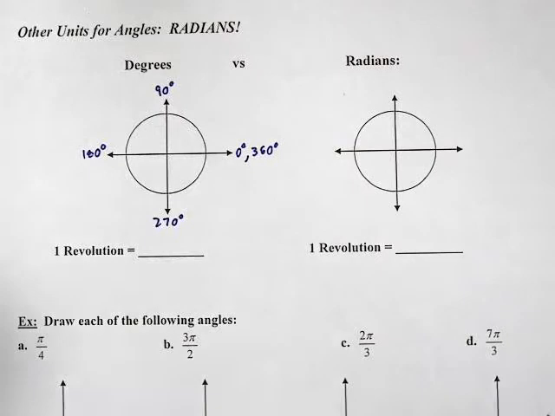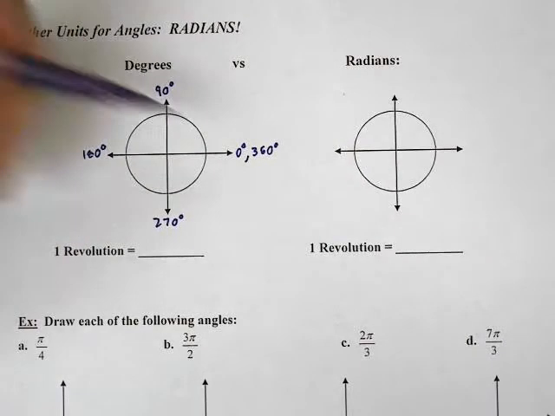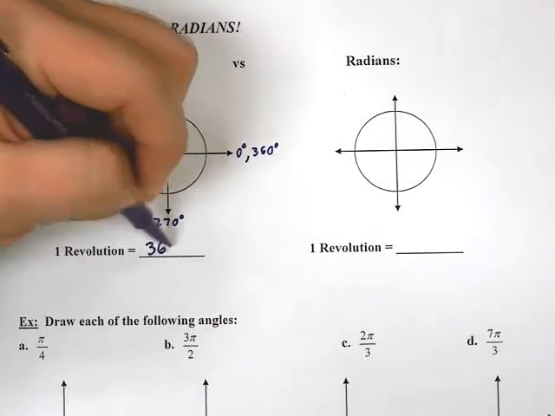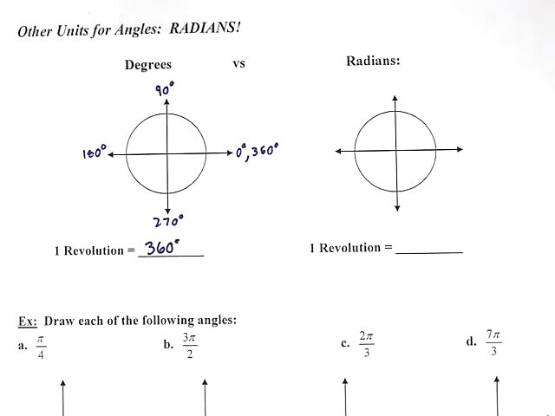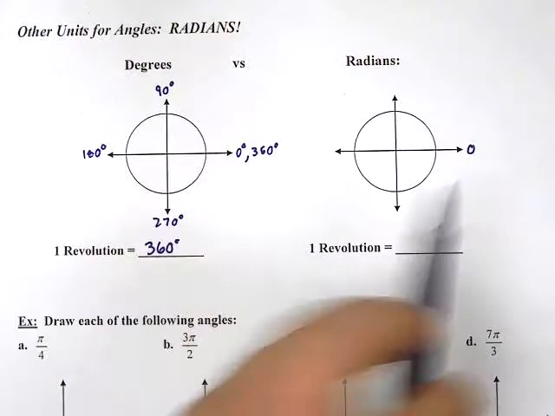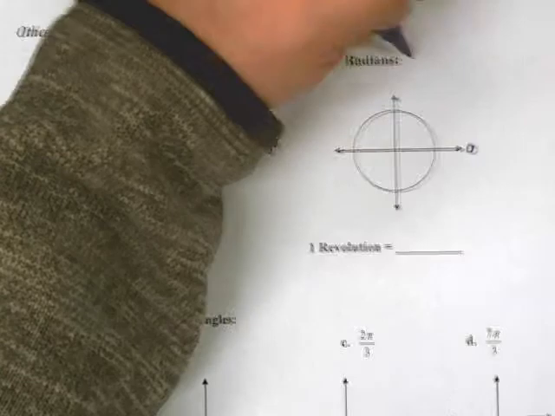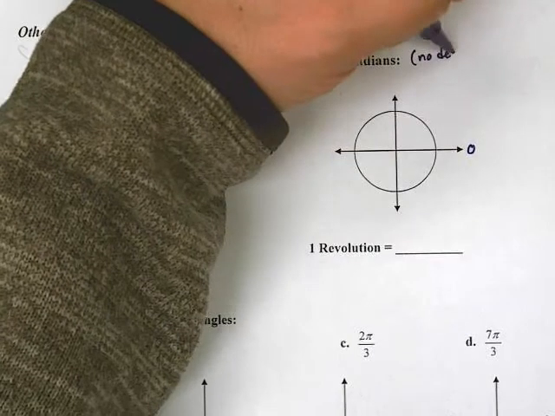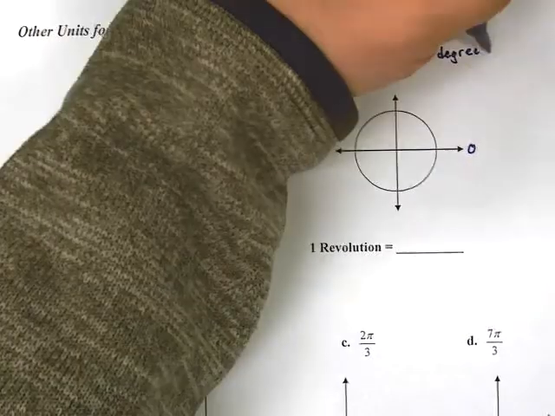But the point I'm trying to make is we know that one revolution is how many degrees? 360 degrees. Okay, we know that. We've worked with degrees for a while now. Something that might be a little less common is when you work with radians. Okay, radians, we still start at 0. Notice I did not put a degree sign. Radians, no degree symbol.